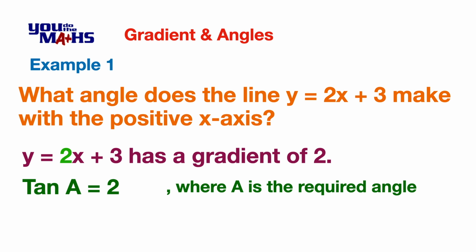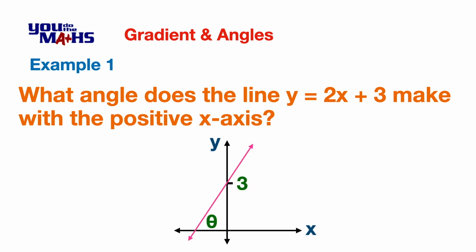Let's have a look at a diagram to see what this actually looks like. The first thing to note is that our equation y equals 2x plus 3 indicates that the y-intercept is 3. And we'll notice that the angle that the line makes with the x-axis is on the right-hand side of the line. That's because we talk about the angle with respect to the positive x-axis. So when we're using the fact that the gradient is the same as the tangent of the angle, it's the angle on the positive side of the line.